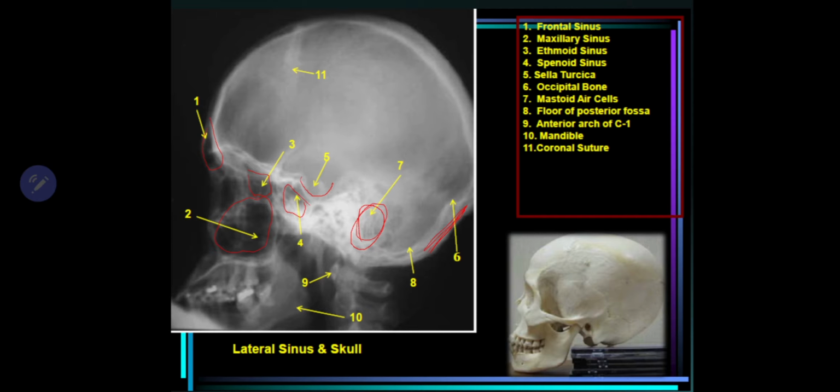then the anterior arch of the C1 cervical vertebra, the mandible, and the coronal suture. This is how you take a skull X-ray. This is one of the views in which a skull X-ray is taken.